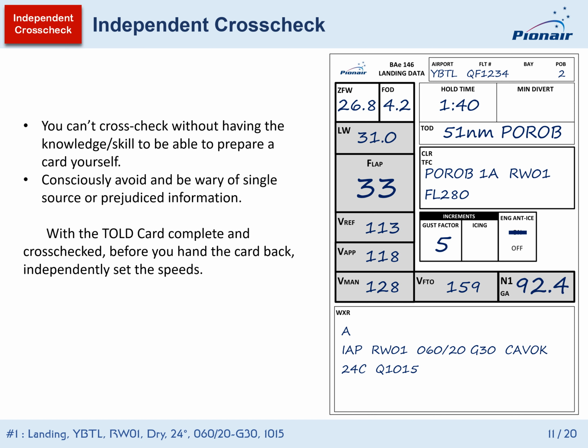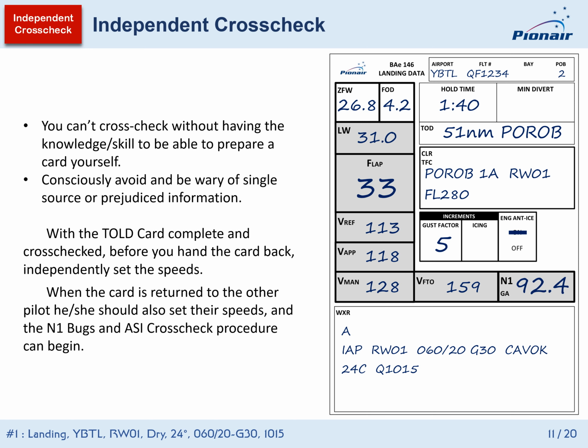So with cross-check done, before you hand the card back to the other pilot, independently set your speeds. When the card is returned to the other pilot, he or she should also independently set the speed bugs, at which point the N1 bugs and the airspeed bugs cross-check can begin. And we're done.